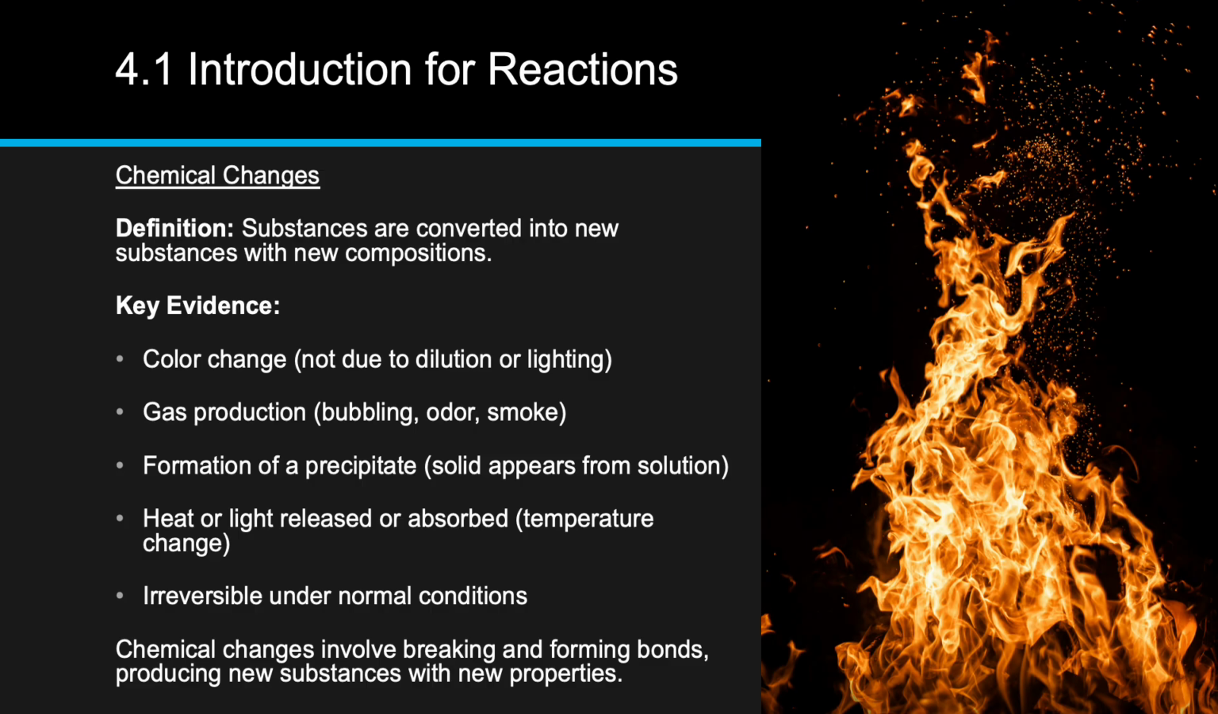If you see a color change that isn't caused by lighting or dilution, that's a sign that a new substance is forming. Gas production like bubbling, fizzing, an odor, or smoke is another strong indicator. You might also notice a precipitate, which is a solid that appears when two solutions react with one another. And additionally, a temperature change or the release of light or heat means energy is being transferred during the reaction. So unlike physical changes, chemical changes are usually irreversible under normal conditions because new substances are formed.